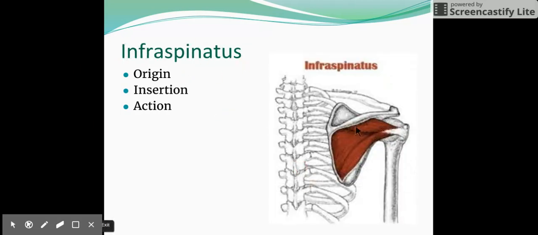Infraspinatus has its origin point in the infraspinous fossa, and its insertion point is here on the humerus. And again, its action is to rotate the humerus or rotate the arm. These are the things that allow you to spin your arm in a circle, or circumduct your arm.